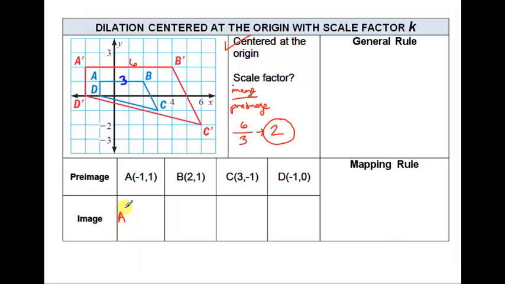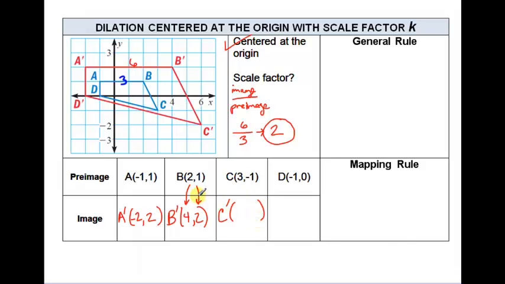Looking at the graph, where is A prime? Read it off from the graph here, and you see it's at -2, 2. Where's B prime? Reading it here, it looks like 4 and 2. So those are its coordinates. Now, we're looking for a pattern here. Do you see a pattern taking from the pre-image point to the image point? What's going on with these numbers? And test your pattern if you see it.